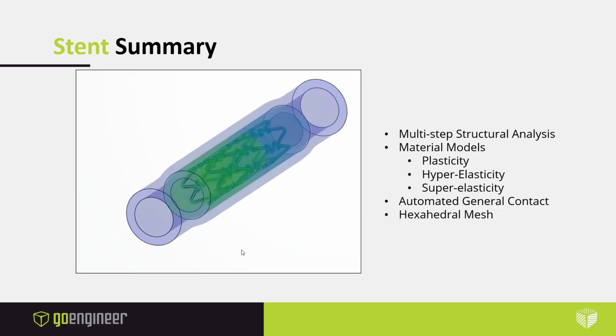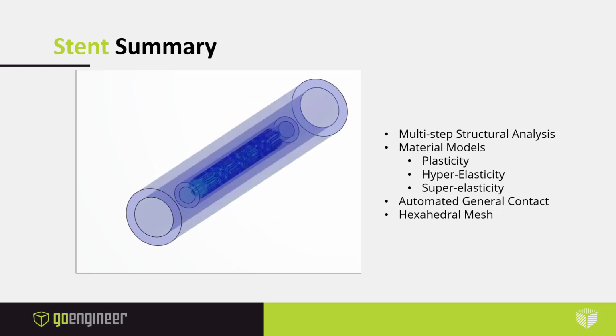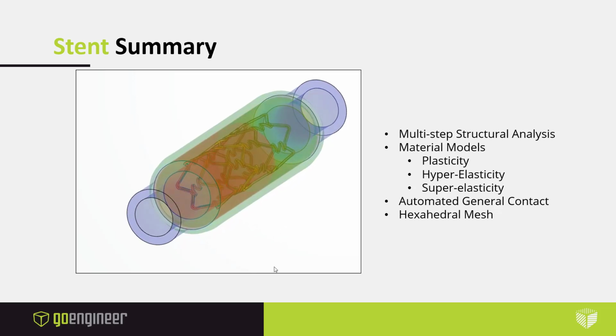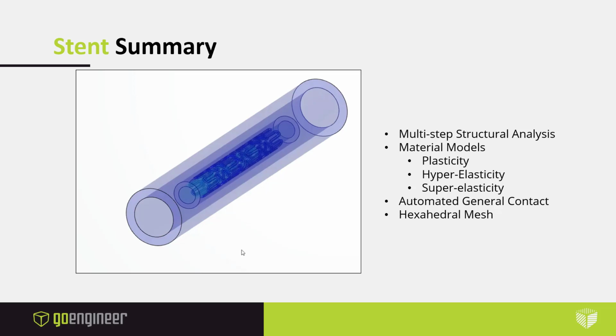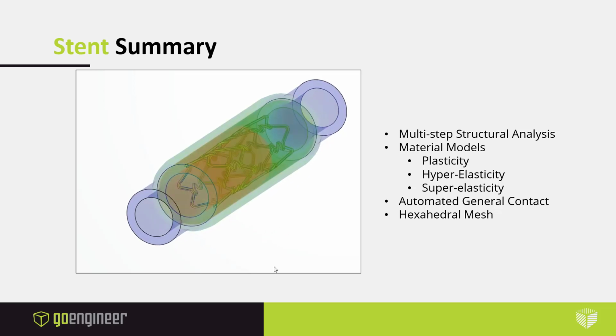A few key takeaways in technology involved in running this analysis is that, again, it's a multi-step structural analysis that was captured in just one step. We have really sophisticated material models to accurately capture the behavior of each of these materials and to get an accurate representation of the stress distribution. The automated general contact capability enables the software to automatically capture any kind of contact pair during the simulation process without any user intervention, so you don't have to go and select each of these faces and indicate to the software that, hey, these faces might come into contact at some time during the analysis.